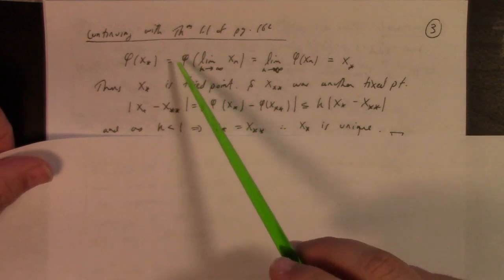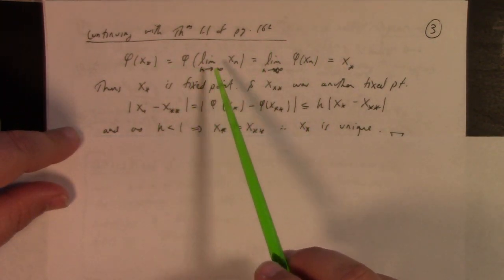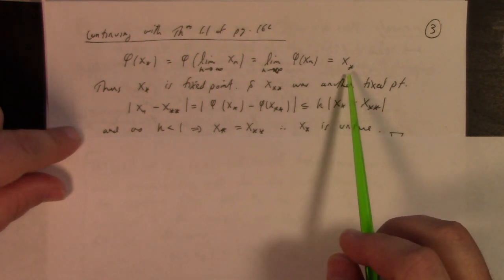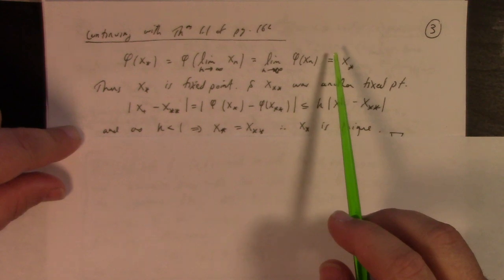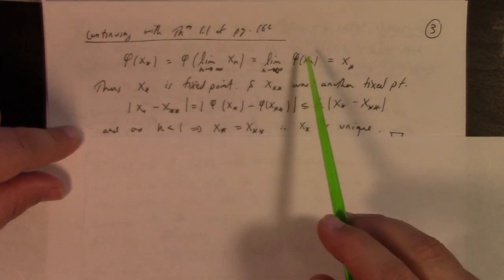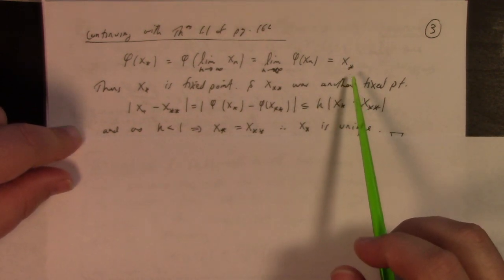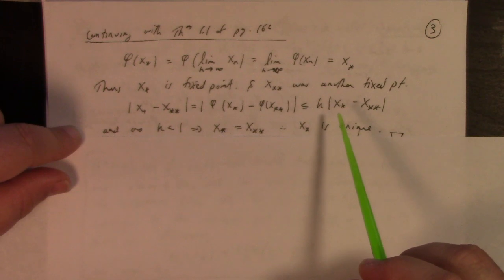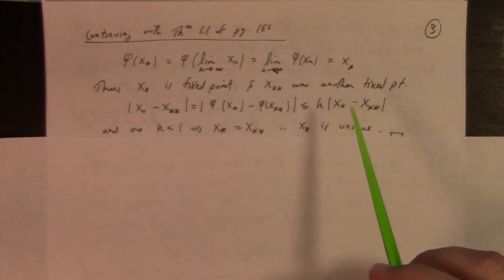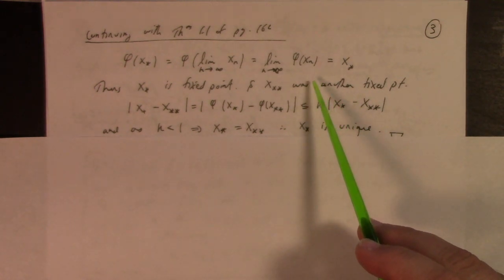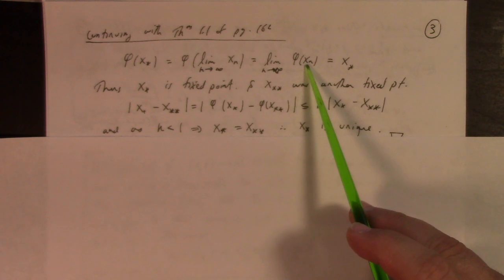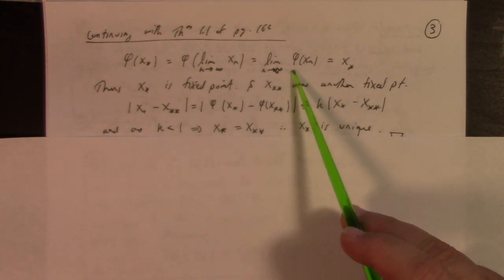Continuing. If it's continuous, I can put the limit inside of phi, and the limit as n goes to infinity of phi(x_n) is phi of x star. I'm sorry, there's something I'm missing here. Oh, phi of x_n, of course, is what? That's also x_{n+1}, right? So x_{n+1} as n goes to infinity is x star.